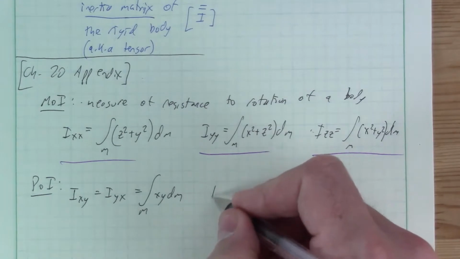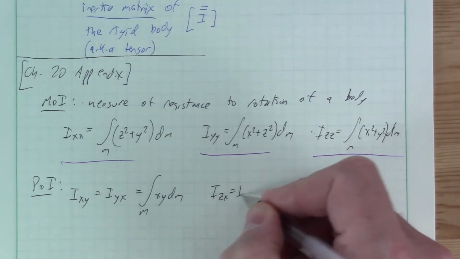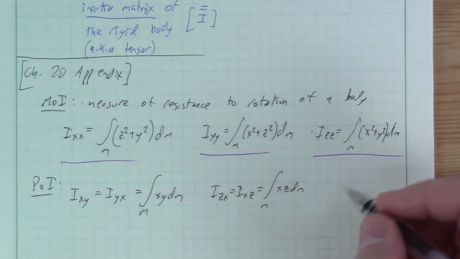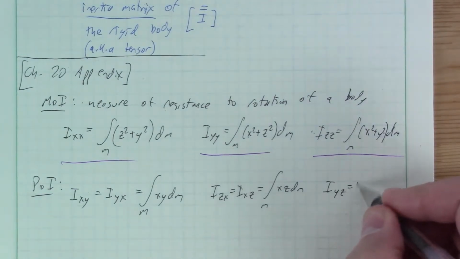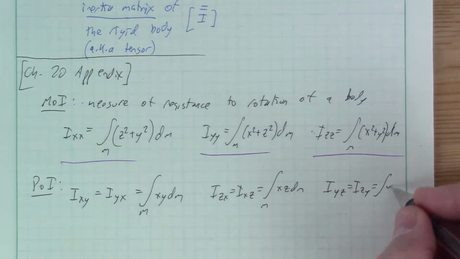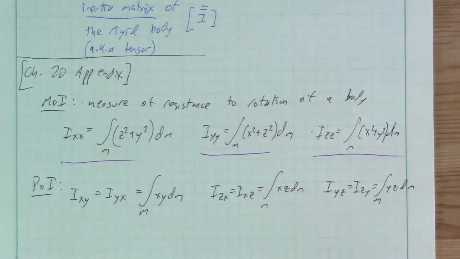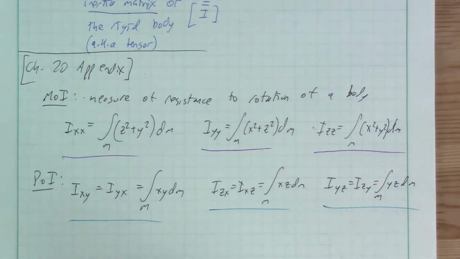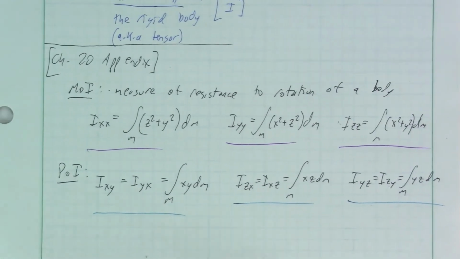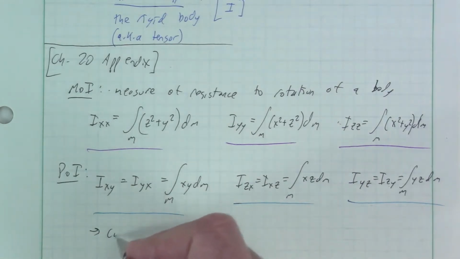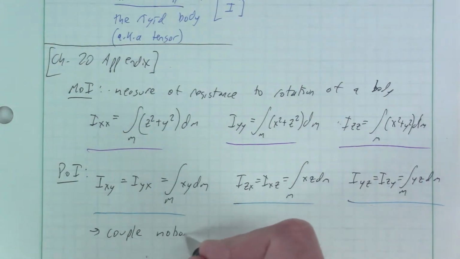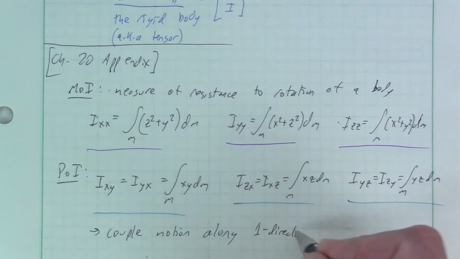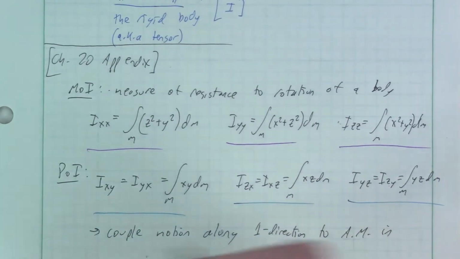The same definition follows. So Izx equals Ixz, which is the integral of x times z over the entire mass, and Iyz equals Izy, which is the product of yz over the entire mass. These are our products of inertia, the off-diagonal elements. Now with these we have to be more careful, because this is a kind of new property. This is a kind of coupling, or measuring the coupling of the motion that we have along one direction to the angular momentum in the other direction.